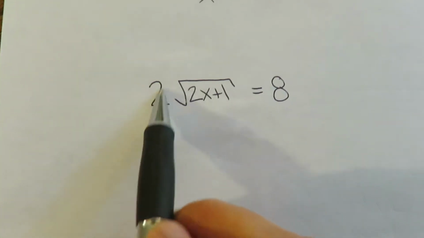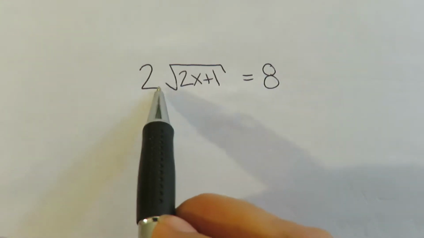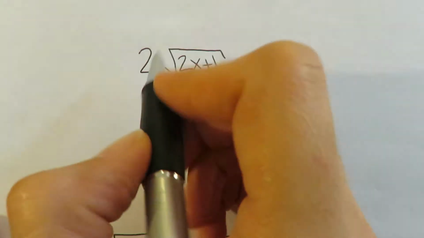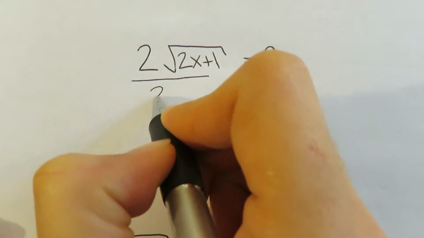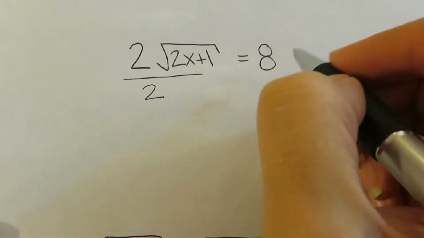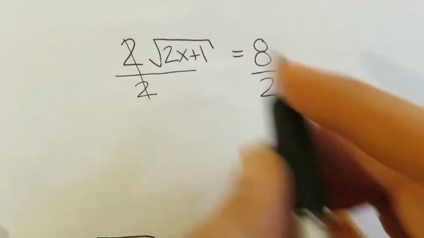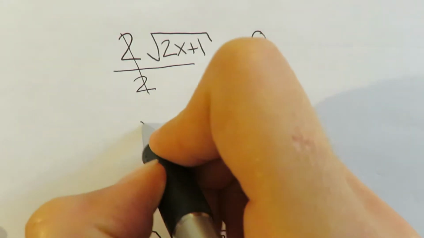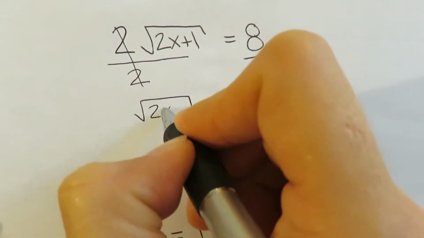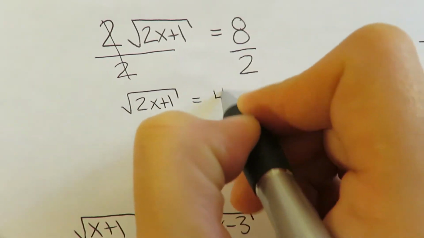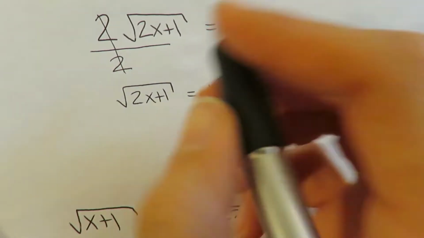Here I see that I have a 2 on the outside of the radical, so I need to deal with that first. So it's multiplied by 2, so I'm always going to do the opposite to get rid of things. So I'm going to divide by 2 on both sides. That will get rid of that. So now I have the square root of 2x plus 1 equals 4, because 8 divided by 2 is 4.